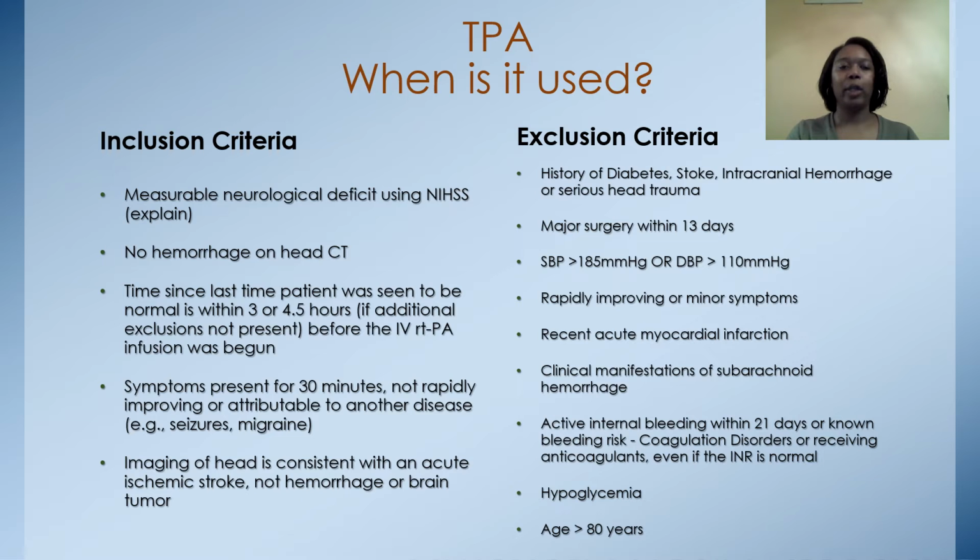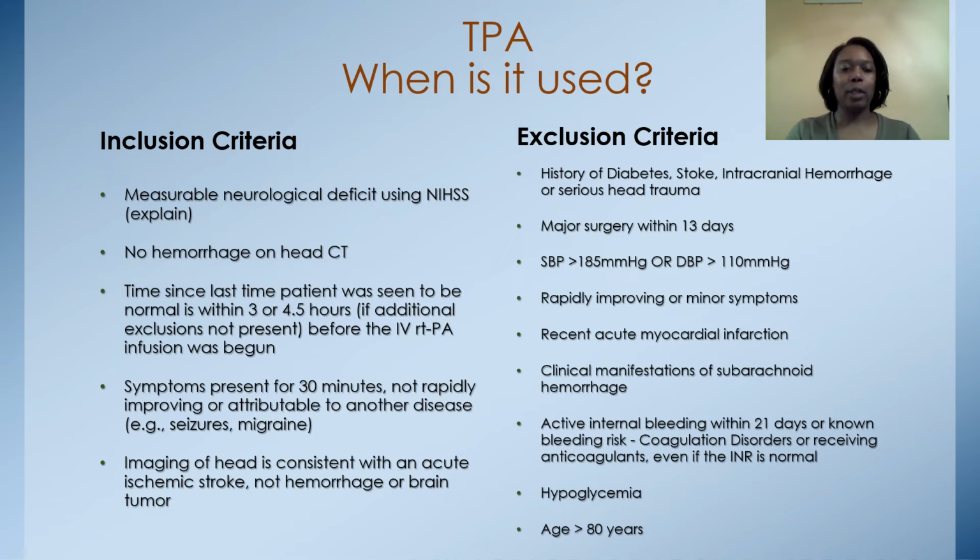Inclusion criteria includes a measurable neurological deficit, and you can use several different neurological tools. Your textbook mentions the NIHSS tool, but your facility may have a different tool in place. No hemorrhage on the CAT scan of their head. And the onset of symptoms was within the time frame allotted between 3 and 4.5 hours.